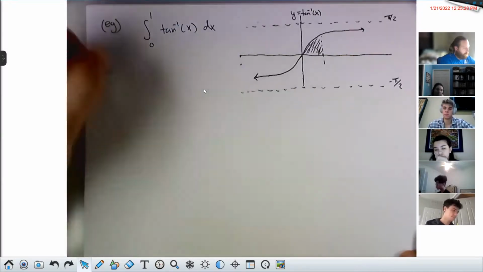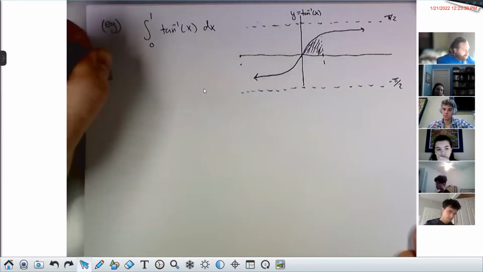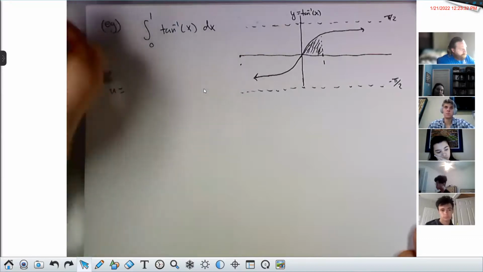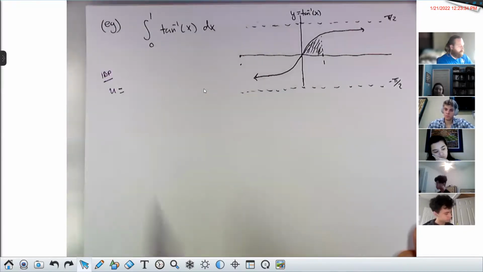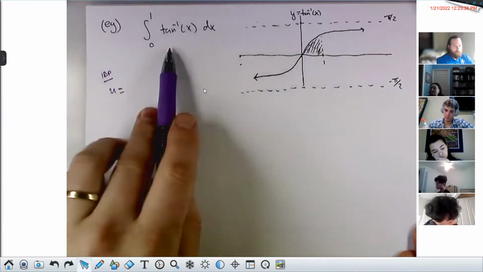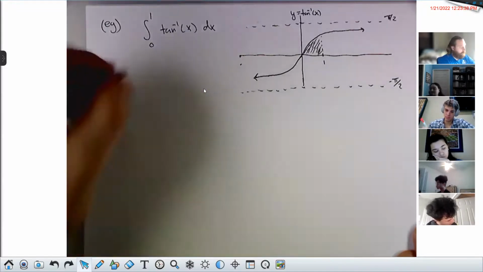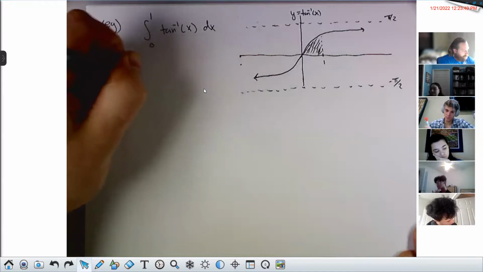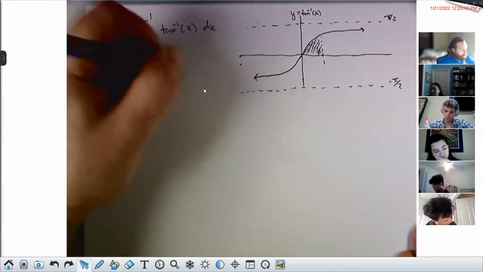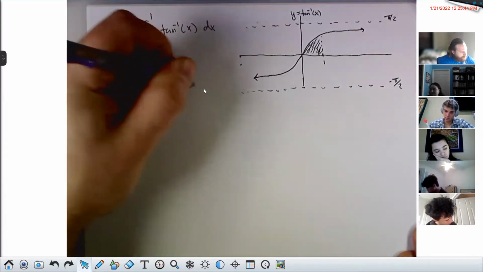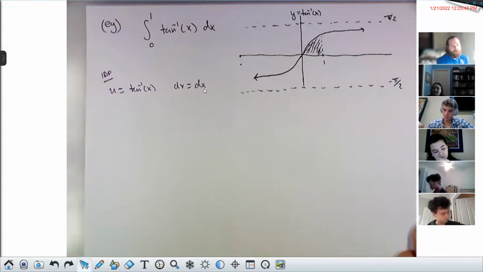So we do set this up with IBP. And following LIPET, for my choice of u, there are no logarithms here, but there is an inverse function, so I should choose that to be u. And dv has to be everything else. Again, that's just dx.